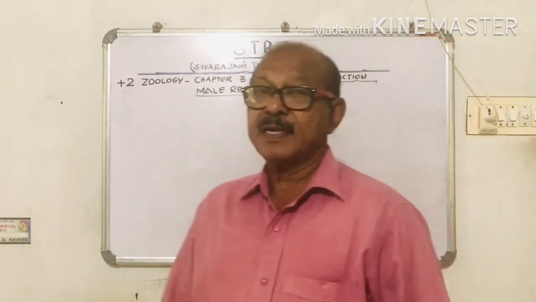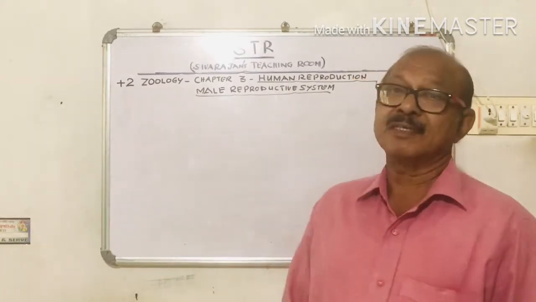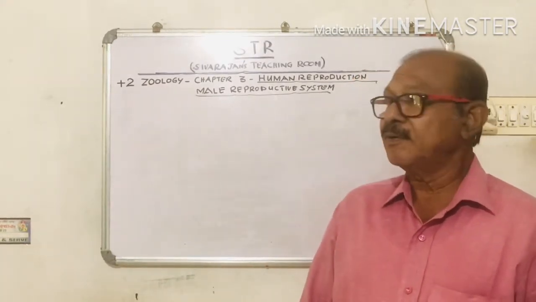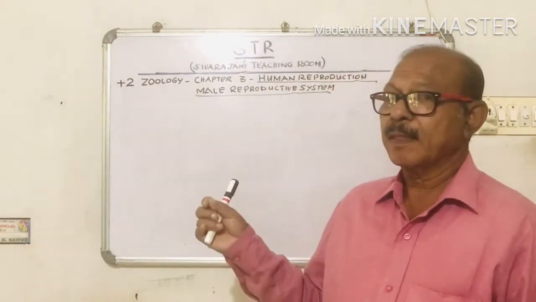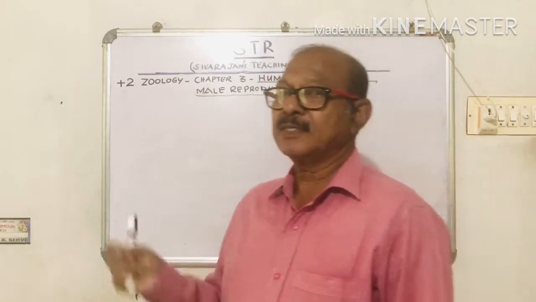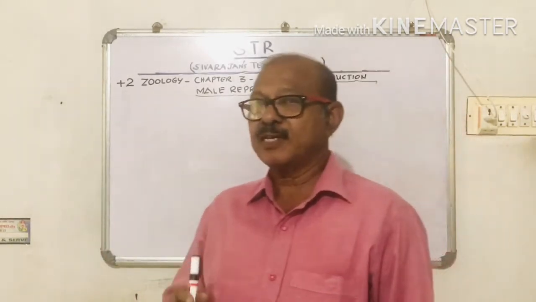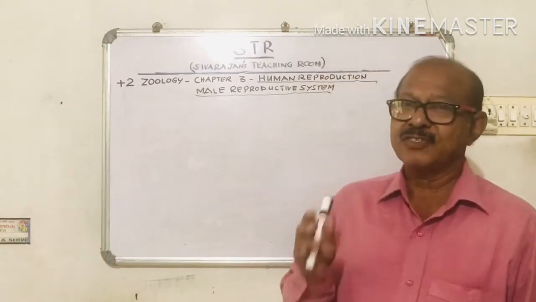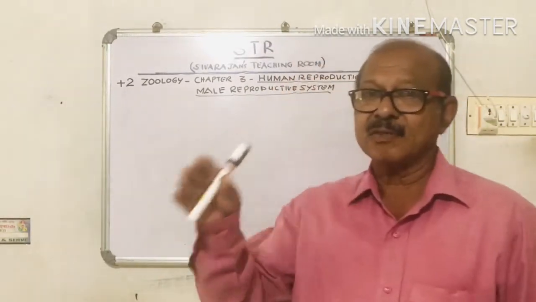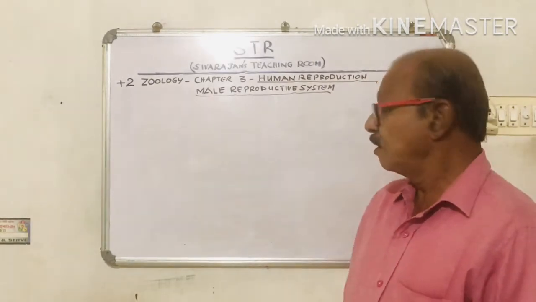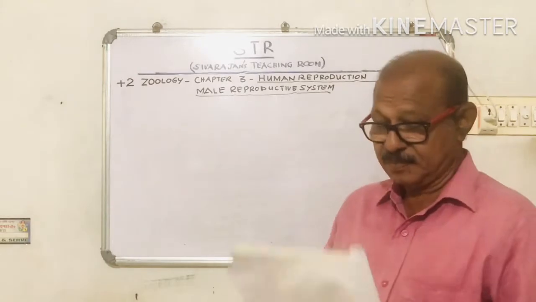In the previous chapter, we had seen the different aspects of human reproduction, and we have seen 7 aspects. What are they? Gametogenesis, insemination, fertilization, blastulation, implantation, gestation, and parturition. So we had seen all these things in our last episode. Today we will deal with the male reproductive system.